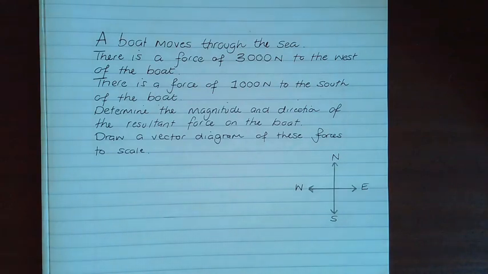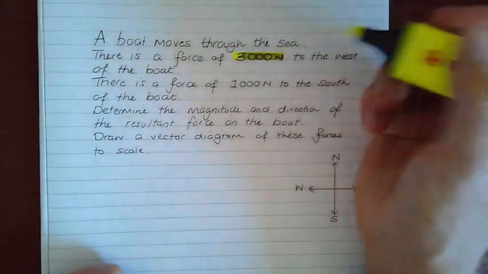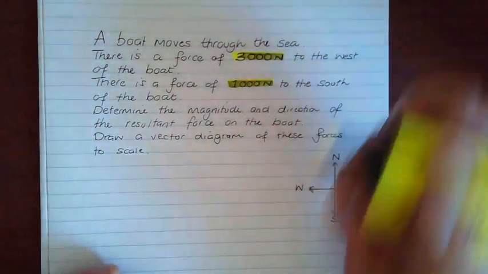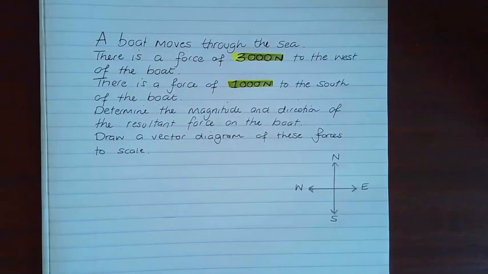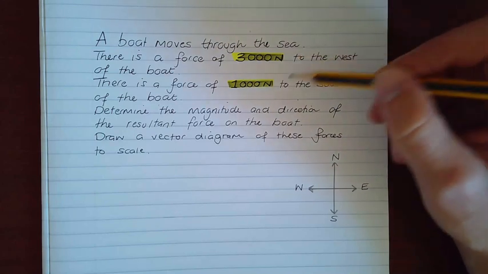All right, now I'm going to do what I do on a normal exam. Sorry about the noise, but I'm just grabbing the highlighter. So 3,000 newtons, and 1,000 newtons. And the key thing is that you've got to use the directions. So we're told that we've got the 3,000 to the west and the 1,000 to the south.